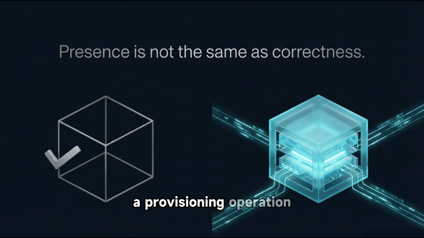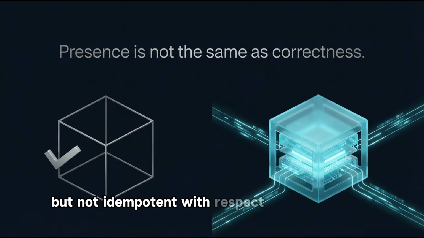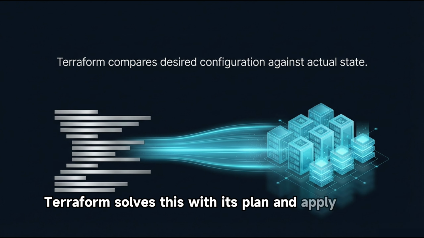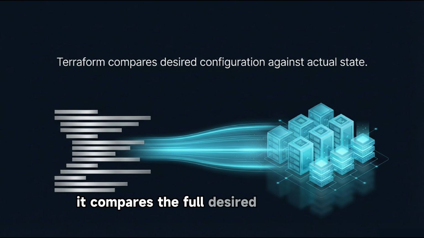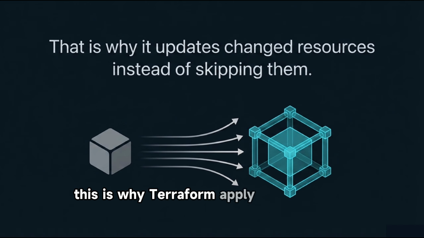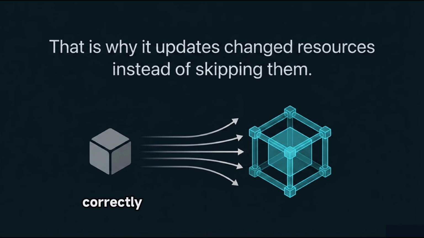A provisioning operation that is idempotent with respect to presence, but not idempotent with respect to configuration, is a provisioning operation that can silently diverge from its declared intent every time the configuration changes. Terraform solves this with its plan and apply model. It compares the full desired configuration against actual state, not just whether the resource name exists. This is why Terraform apply on a changed configuration correctly updates the existing resource rather than skipping it. The check is deeper than existence.